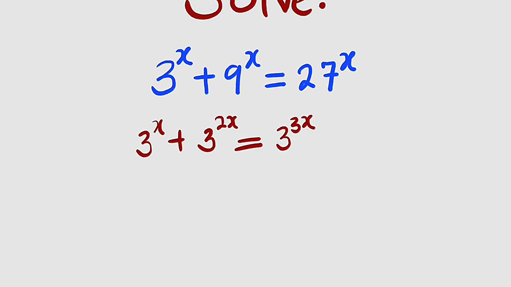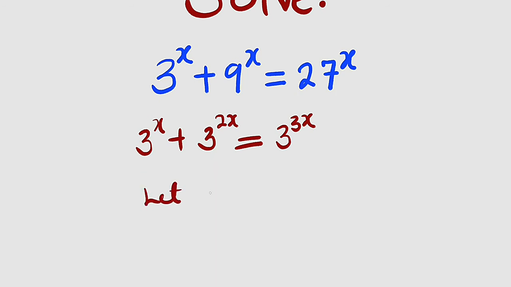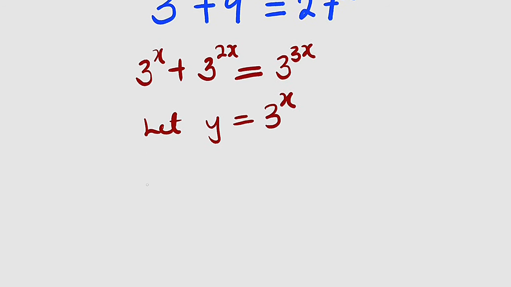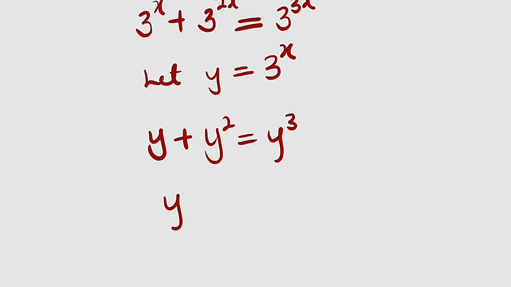So substitution. I would like to let y be equal to 3 to the power of x. Therefore, our equation becomes y plus y squared equal to y to the third power. If you rearrange this, you have y to the third power. If y squared crosses over, it becomes negative y squared. If y crosses over, it becomes negative as well. The whole of this equal to 0.